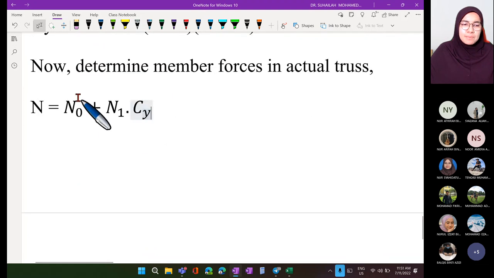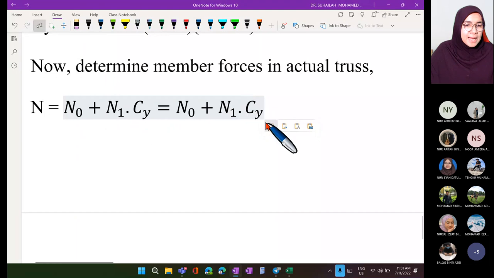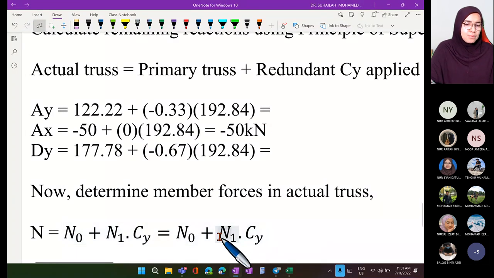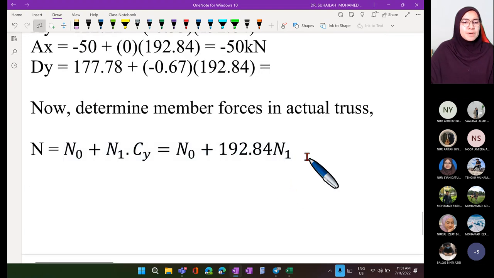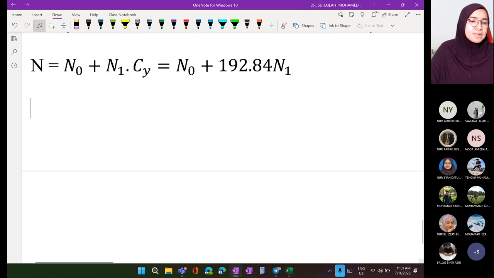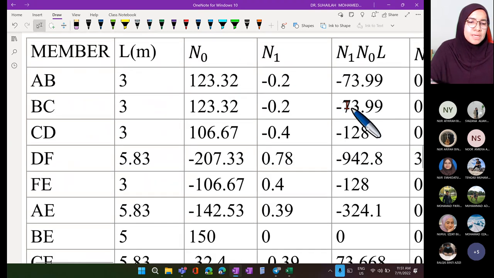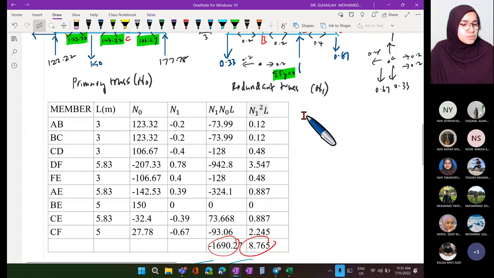Okay. So this is for the member forces. So we simplify this equal to N0 plus 192.84 N1. So this will be the equation that we get from the principle of superposition to calculate member forces for each members. So we do in the table. We have 9 members. We have N0, N1, and N0 and N1. So find N. So in the table, we actually can add another one column here, or you can also create a new table just for the sake of finding N.